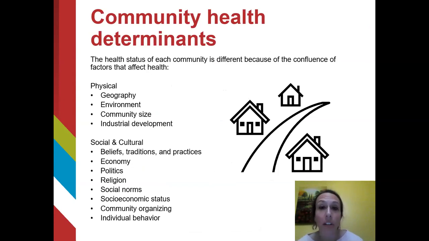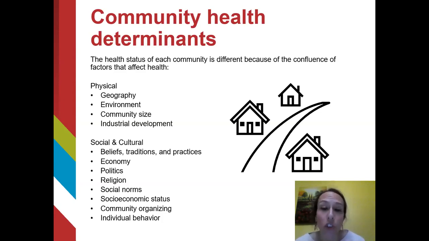We just talked about a number of factors that determine an individual's health. But an individual is also part of a larger community. And the health status of each community is also determined by a mix of factors, including physical, social, and cultural factors. For example, with physical factors, you might think about issues with geography or environmental concerns, or even the size of the community and the types of industries that are present in that community.